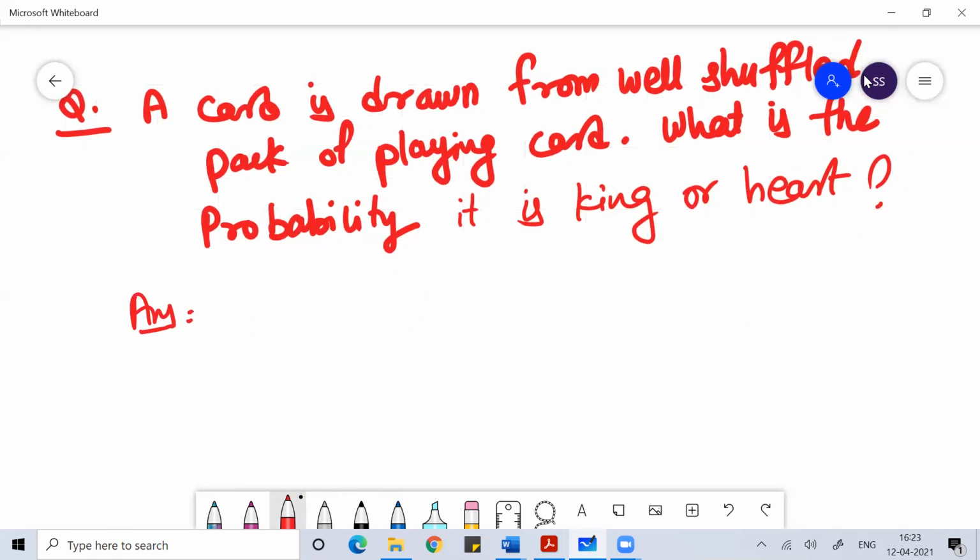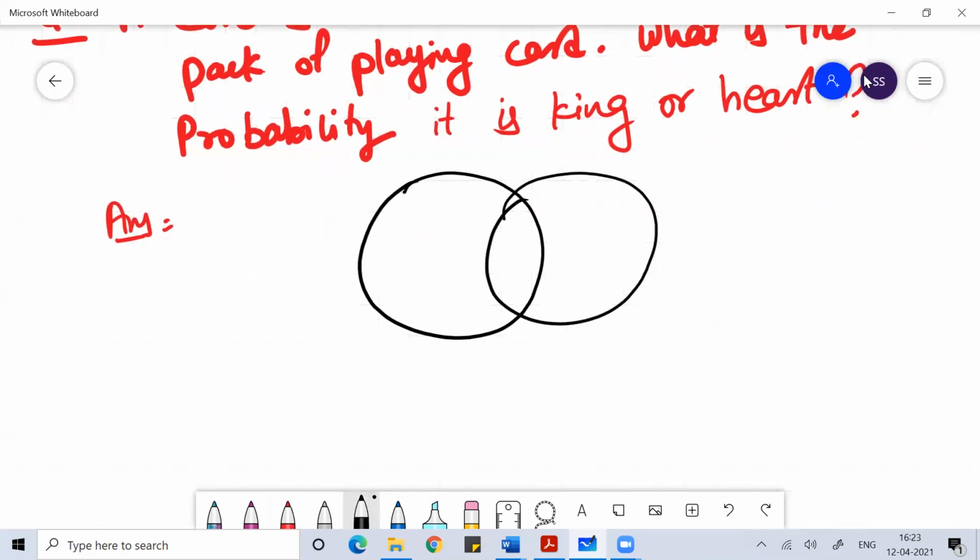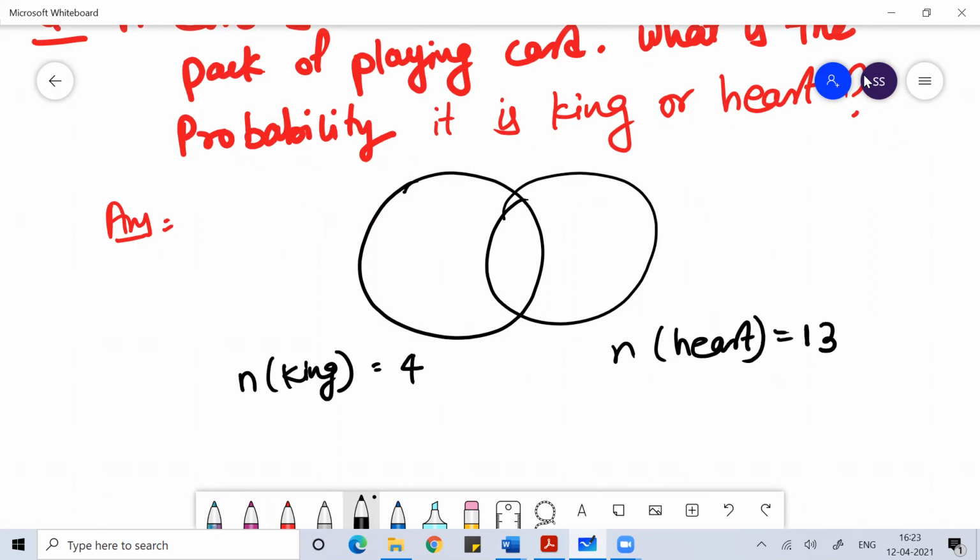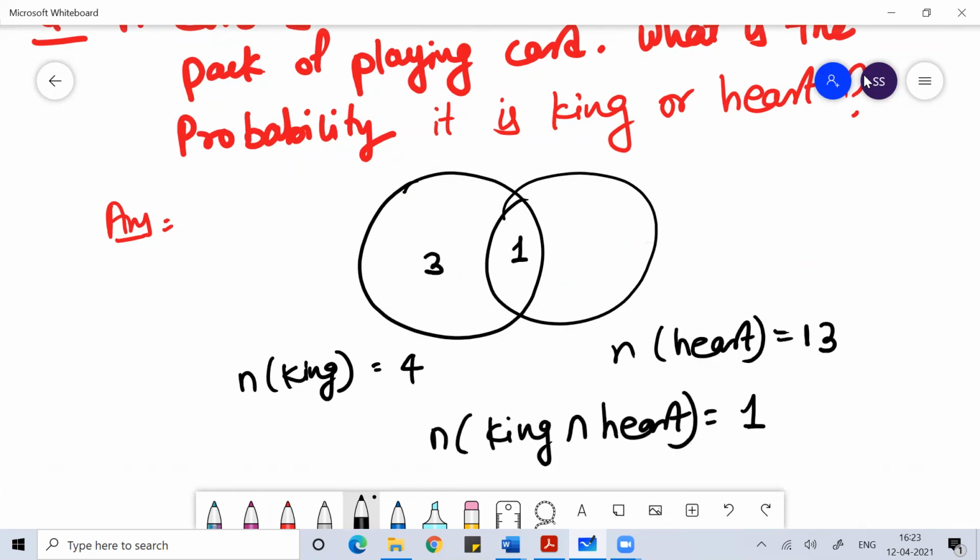So here you need to solve. When we talk about this kind of problem, when we say king, how many kings are there? How many hearts would be there? Heart, spade, club, diamond: you have 13 heart cards. You have four suits: heart, spade, club, and diamond. Is there any card which is both king and heart? You have one card which is both king and heart. Can you understand this? So king or heart.